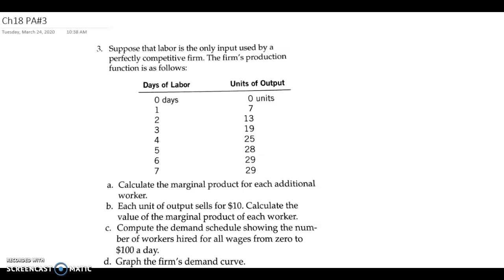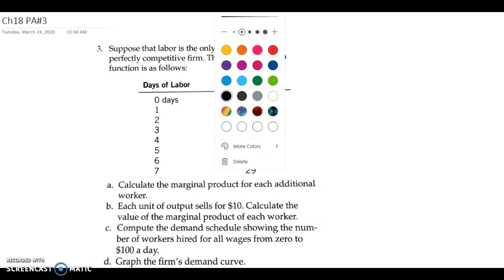So this one says, suppose that labor is the only input used by a perfectly competitive firm. The firm's production function is as follows. It says days of labor. So think about this as almost like number of workers, where one worker could work a full day, or that one worker could work 7 days, or you could have 7 workers work 1 day. But think of it almost like your quantity of labor.